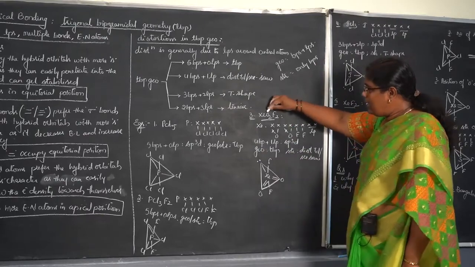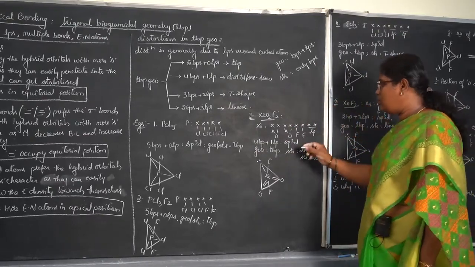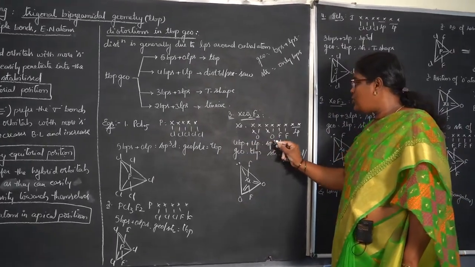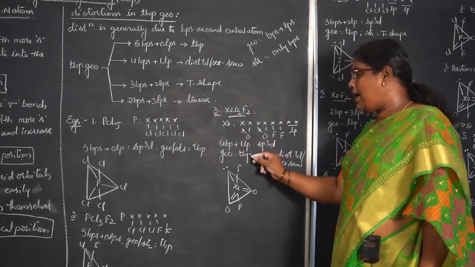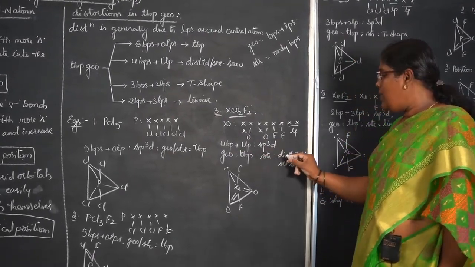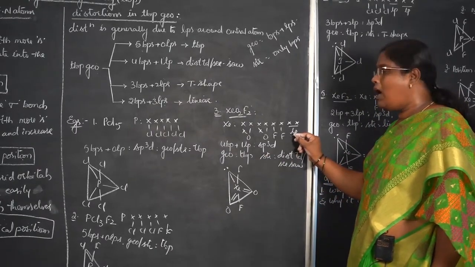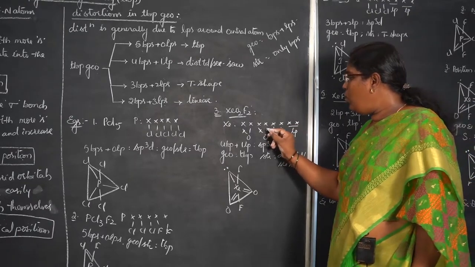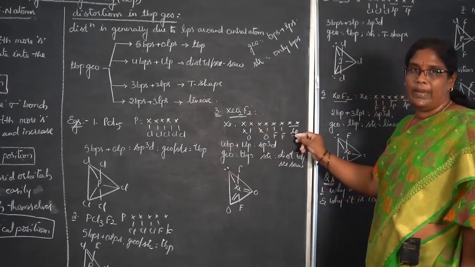And the third one, XeO2F2. In this we have 4 bonded pairs and 1 lone pair. So hybridization is sp3d, geometry is trigonal bipyramid, but the structure is a distorted tetrahedron due to the presence of 1 lone pair. And here we have 2 double bonded oxygens and 1 lone pair.